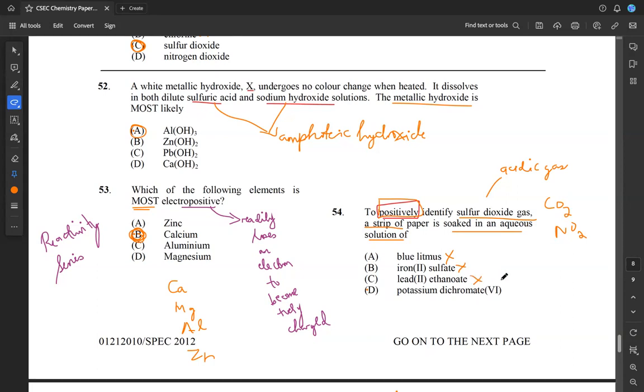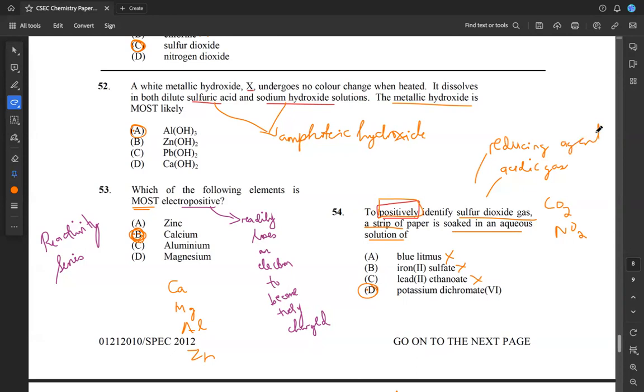What we can use and be positive and confident in our result that this is in fact sulfur dioxide is potassium dichromate, right? And what's going to happen is that, as we said, sulfur dioxide is not only an acidic gas, it's also a good reducing agent. We said this earlier, right? It's also a very good reducing agent.